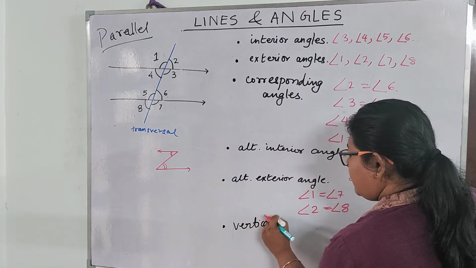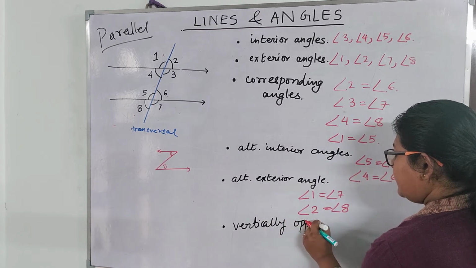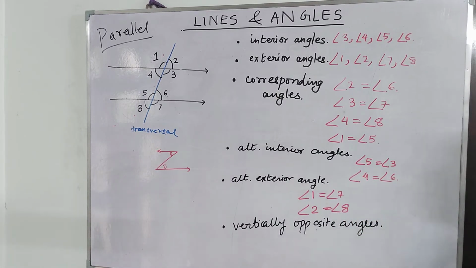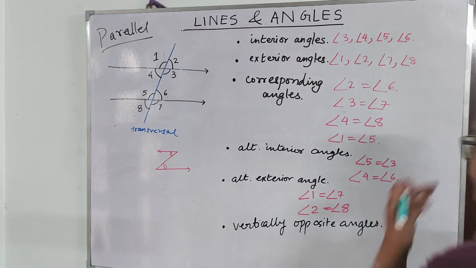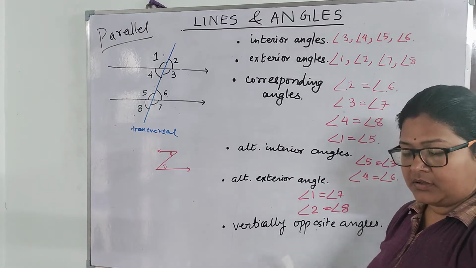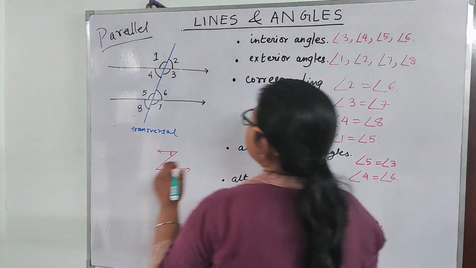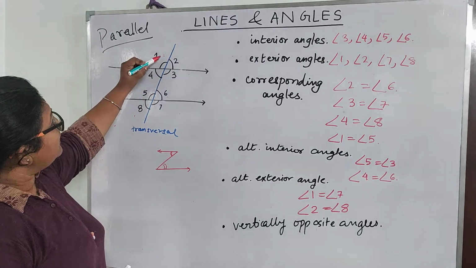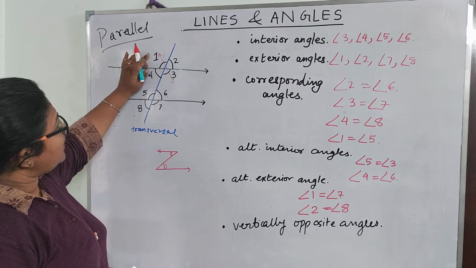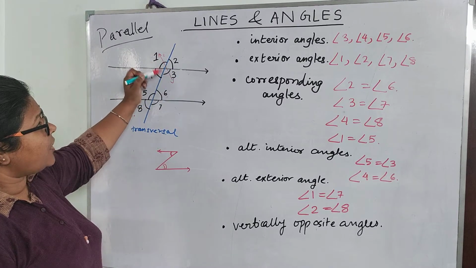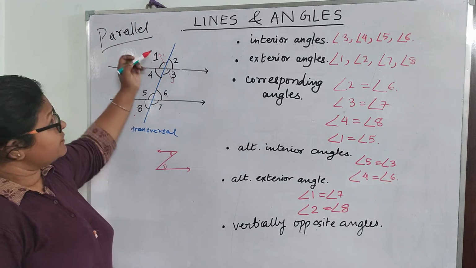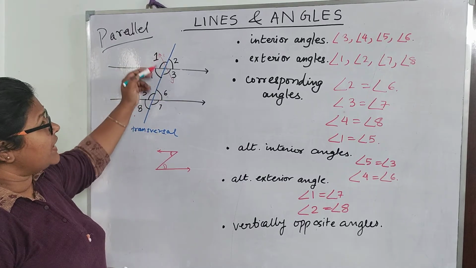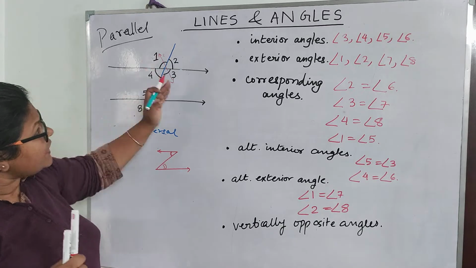vertically opposite angles. Just let me check. Yes, it can be seen properly. Vertically opposite angles. Now what do you mean by this? I mean, just consider in these 4 angles, these two angles, angle 1 and angle 3, they are vertically opposite. That means just a mirror image. 1 and 3 are just mirror images of each other. So angle 1 and angle 3 are vertically opposite.